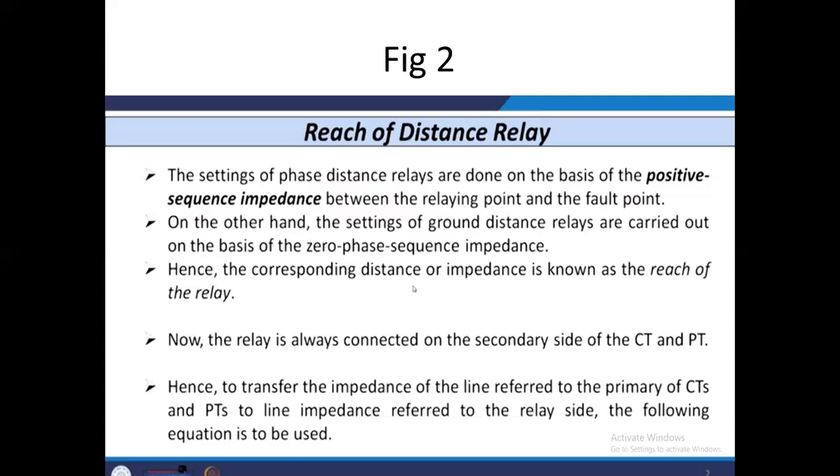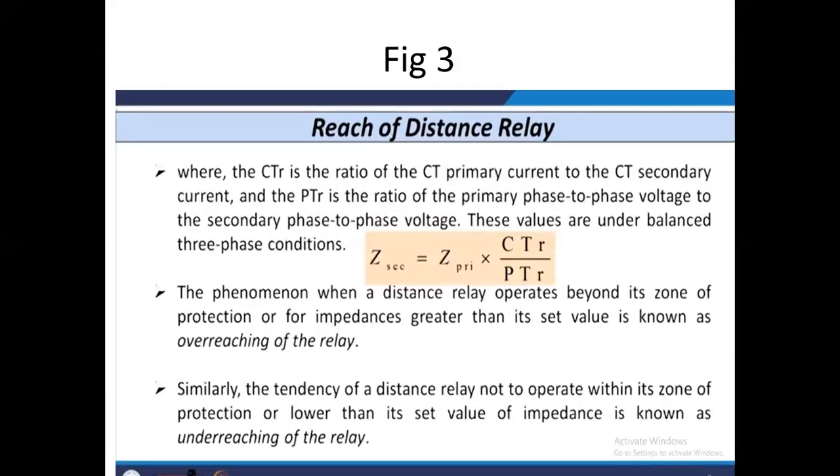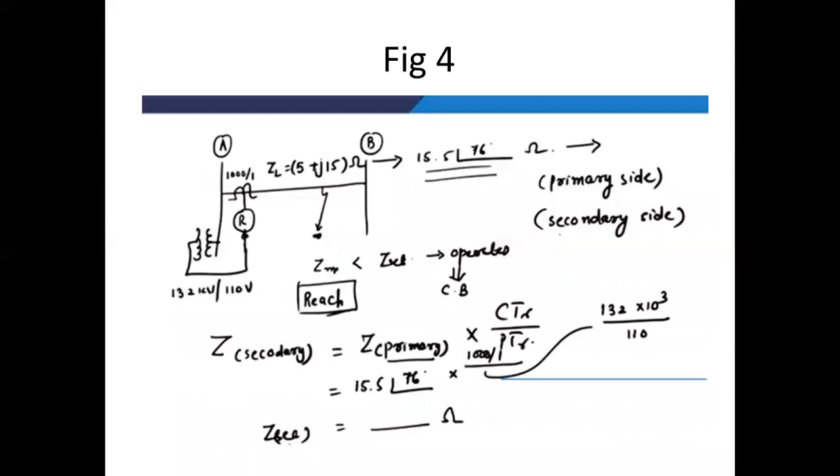So obviously we need to convert this impedance. We need to find out the impedance seen by the relay. If I call it Z secondary, then as I have told you, the equation is given by Z secondary equals Z primary into the ratio of the current transformer and the potential transformer. So here we have Z primary into CT ratio divided by the PT ratio.